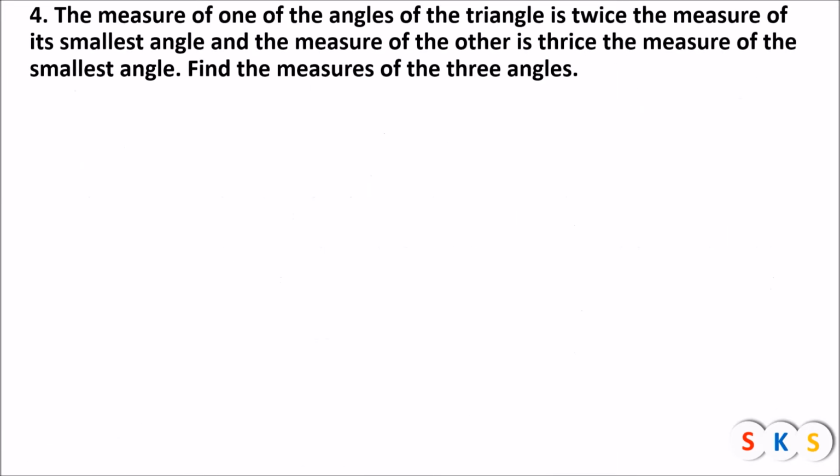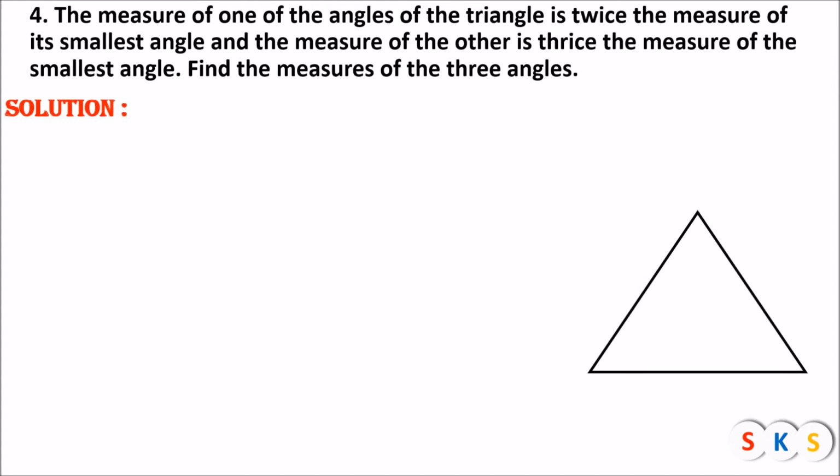Question number 4. The measure of one of the angles of a triangle is twice the measure of its smallest angle, and the measure of the other is thrice the measure of smallest angle. Find the measures of the three angles. Let's see here solution of this question. Here we have a triangle.